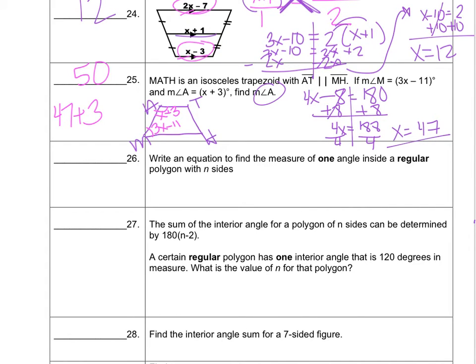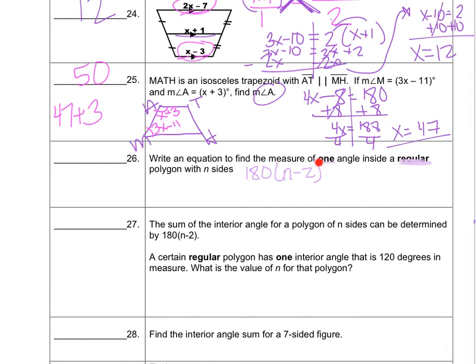Okay, on number 26, it says, write an equation to find the measure of one angle, keyword 1. Okay, so you're only looking for one angle inside a regular polygon, and regular means all sides the same, all angles the same. So to find the measure of all angles, this is from the first day of notes, you would do 180 times n minus 2. Okay, you should know that formula. N is for the number of sides. So that's for the degrees of all angles.